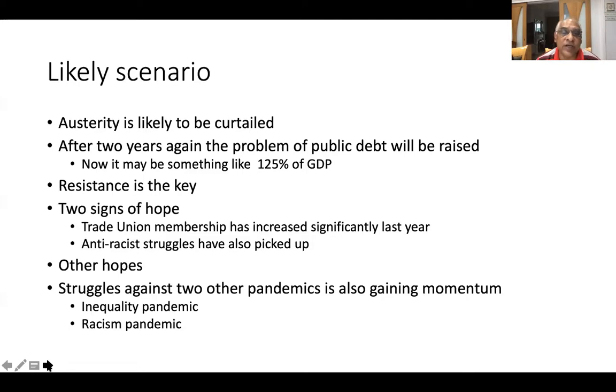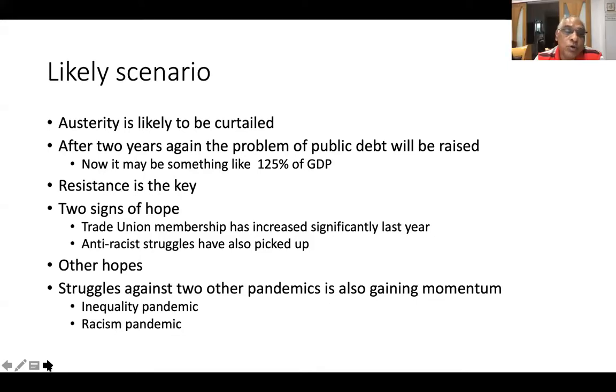Now, some people think it has now gone up, or by the end of the austerity, it will go up from something like 85% to 125% of the GDP. And they are likely to say this is unsustainable, and then austerity is likely to be brought back. Resistance is the key. So it depends, in my opinion, very much upon the resistance.